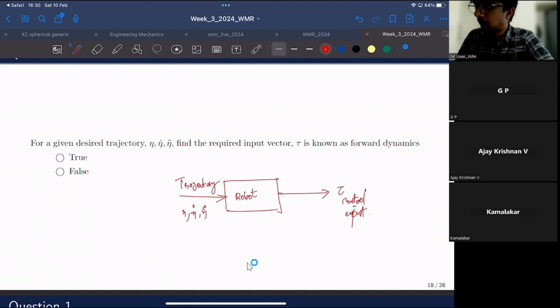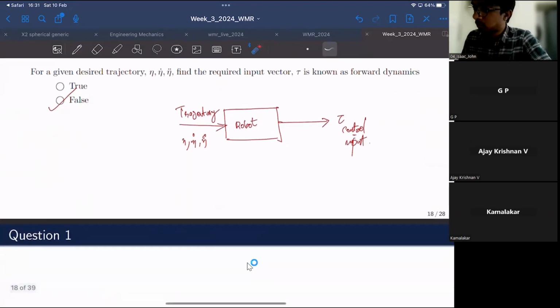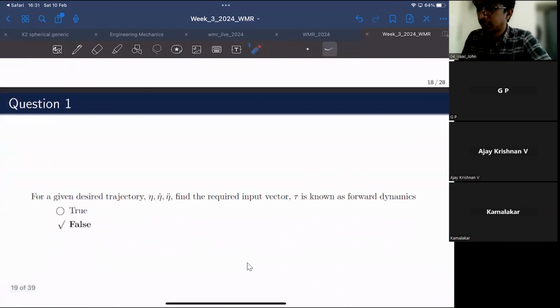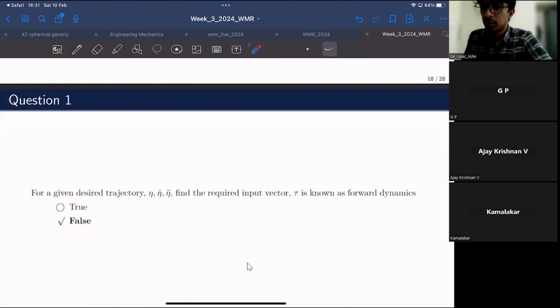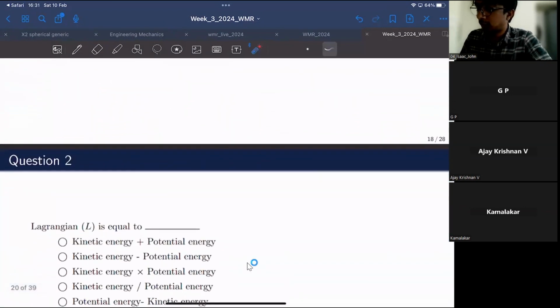So in that regard, you can easily conclude that the answer is indeed false, because the question says forward, the answer is indeed inverse. So the correct answer is false. If you check the solution, it is indeed false, right? So we can move on to the second question.